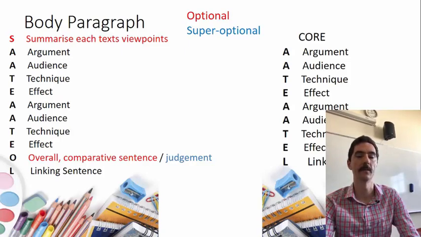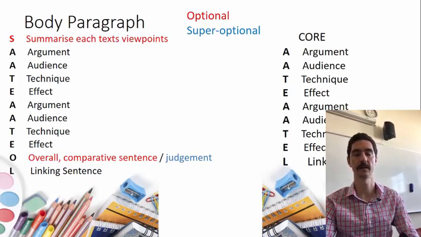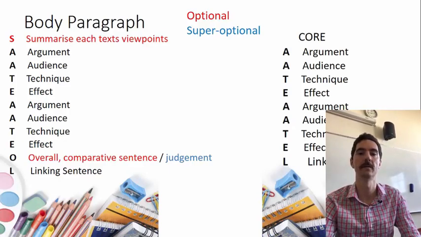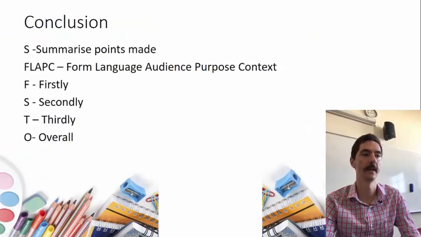So then it becomes even more optional on the left-hand side. You can make an overall comparative sentence if you want, but again, the key isn't really comparison, so it's not essential. And if you really feel confident, you could put in a judgment as well, comparing the effectiveness of the argument you've described and the techniques they've used in isolation or in comparison. And then of course you make a linking sentence that links back to the introduction, explains why, and also indicates what might be coming next.